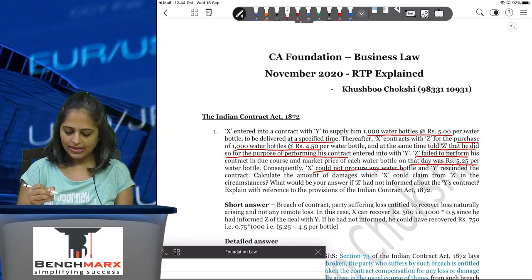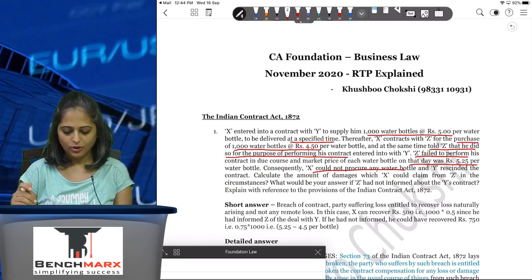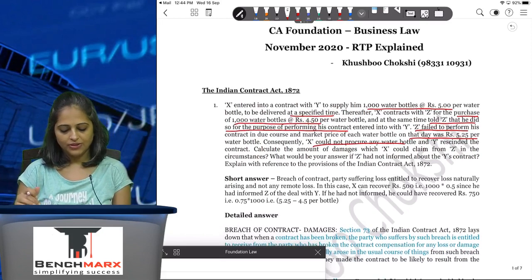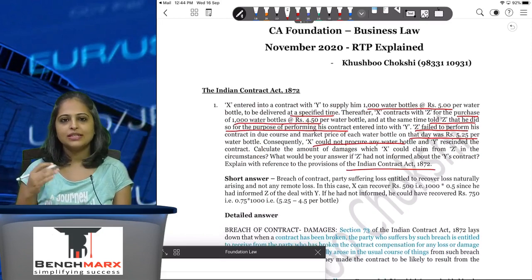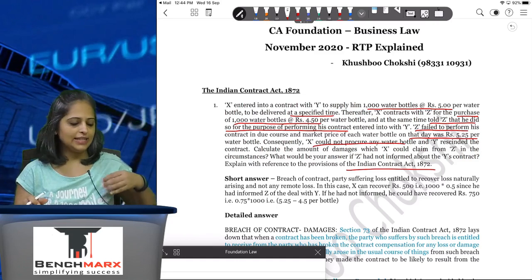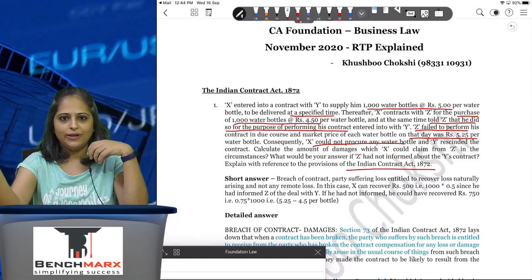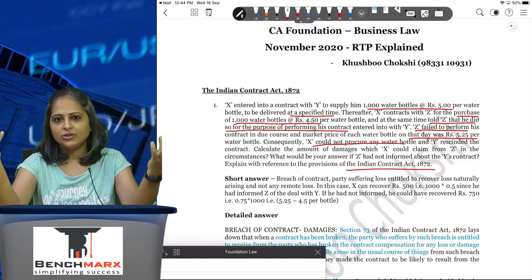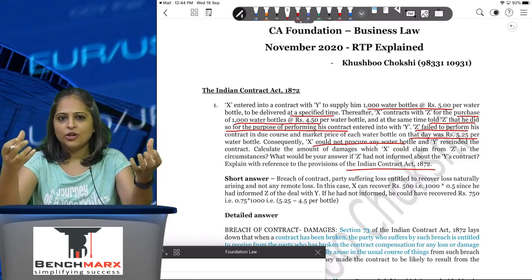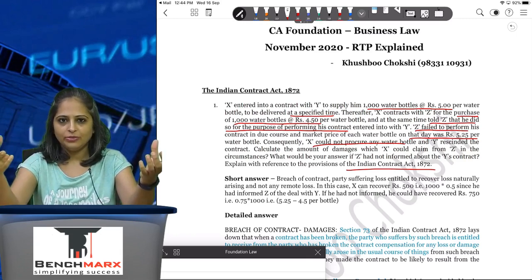What would be your answer if Z had not informed about Y's contract? Explain with reference to the provision of the Indian Contract Act. So this is basically what your question is. He has sold the bottles at 5 rupees. He's entered into an agreement to procure it for 4.5 rupees. There's a breach of contract. Z has not provided the bottles, and on the day when the contract had to be delivered, the market price of the product was 5.25, which he could not procure.